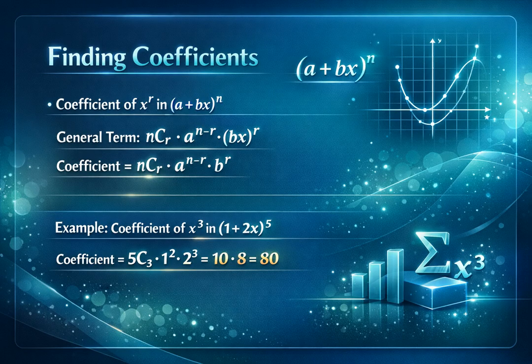To find the coefficient of x^r in (a + bx)^n, use the general term. It's nCr times a^(n-r) times (bx)^r. So the coefficient is nCr times a^(n-r) times b^r. For example, finding the coefficient of x^3 in (1 + 2x)^5.